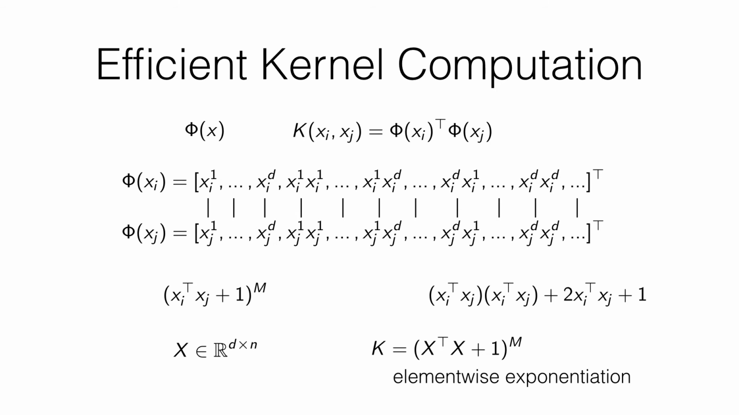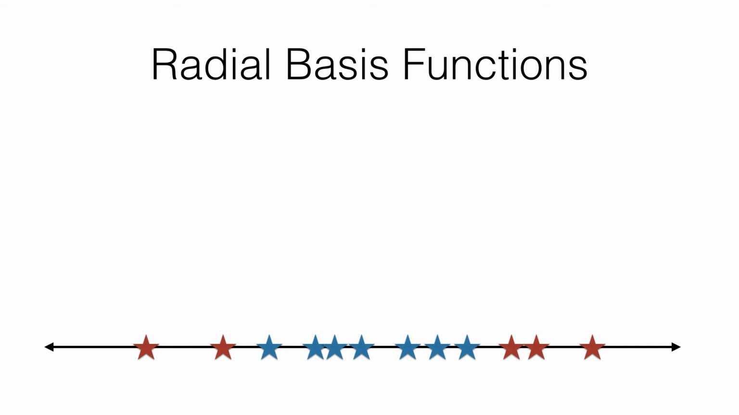With that, we can look at the next type of feature map we'll be interested in, which is Gaussian radial basis functions. The way this works is, again, let's look at the 1D line and think about this nonlinearly classifiable data. One way to form a decision boundary that fits this data is to imagine putting a little bump over each example point.